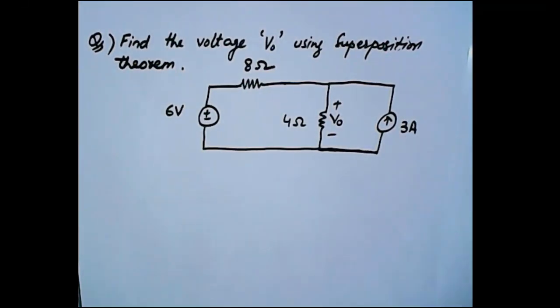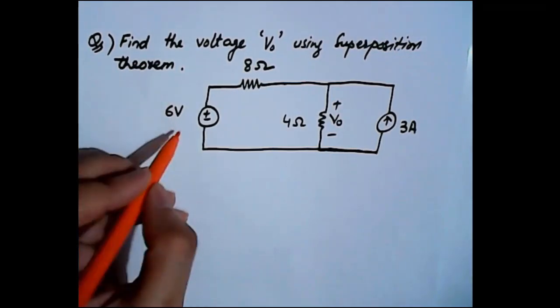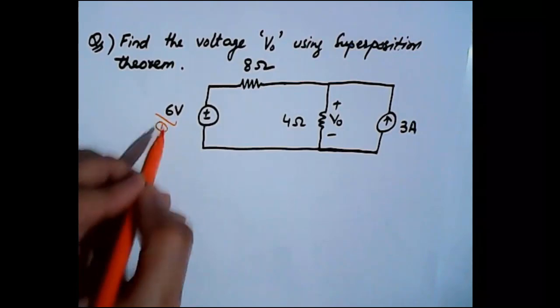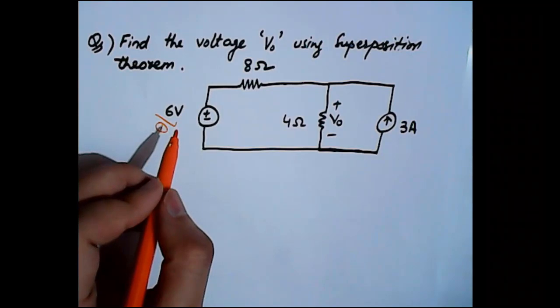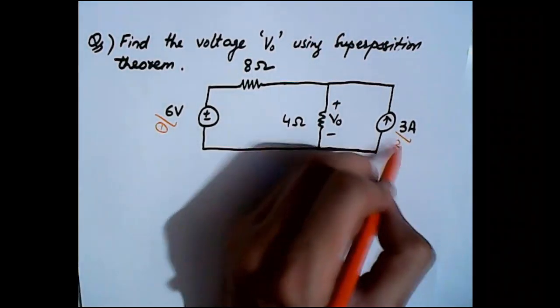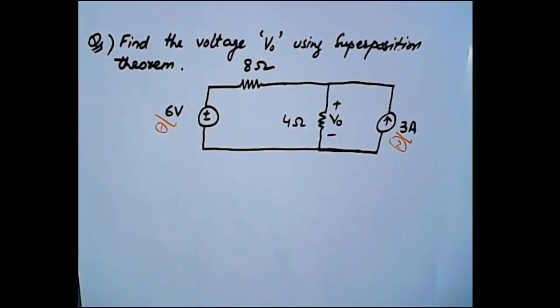Okay, so here is the circuit for this particular question, and in this circuit, as you can see, we have two independent sources. The first one is the voltage source, which has a magnitude of 6 volts, and the second one is the current source, which has a magnitude of 3 amperes. And if we go through the steps of the superposition theorem, then we can see that the very first step is to turn on only one independent source at a time, right?